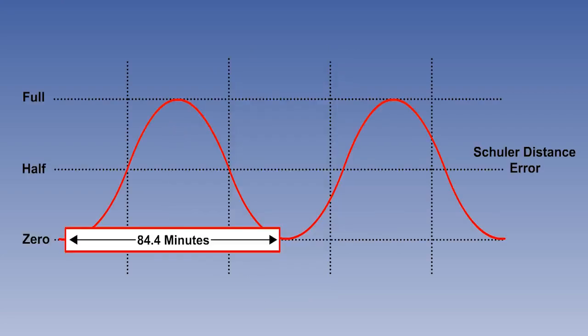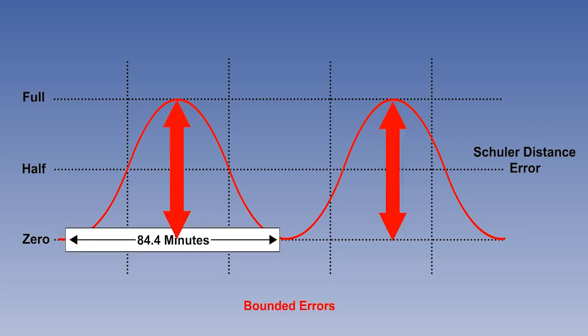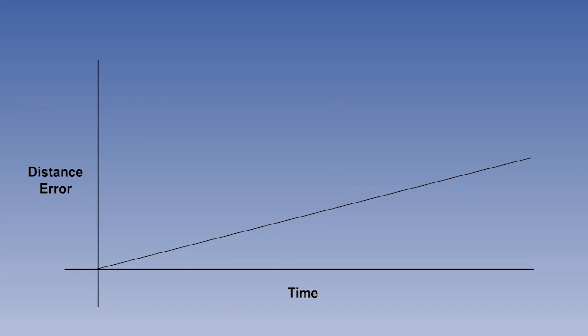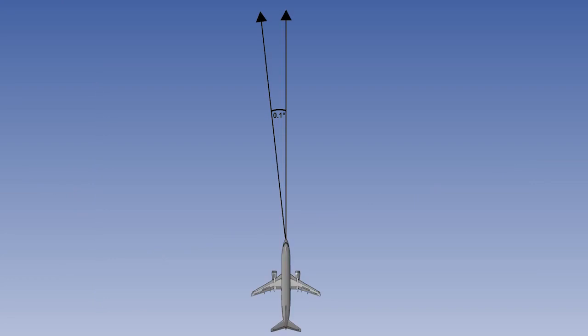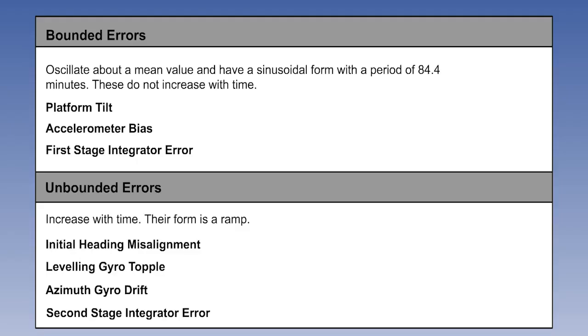The Schuler period is always 84.4 minutes, and the maximum displacement at the successive 42.2 minute points is always the same. We then said that there were other errors that don't fit this pattern, and that these are known as unbounded errors. This is the summary of errors, which you must remember.